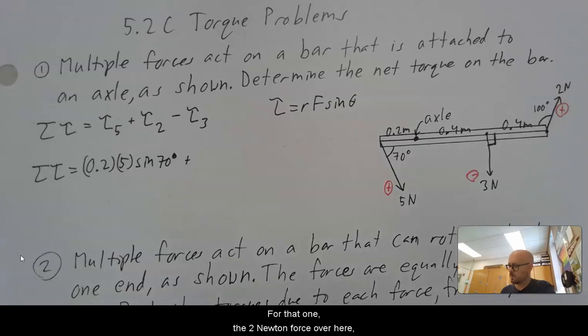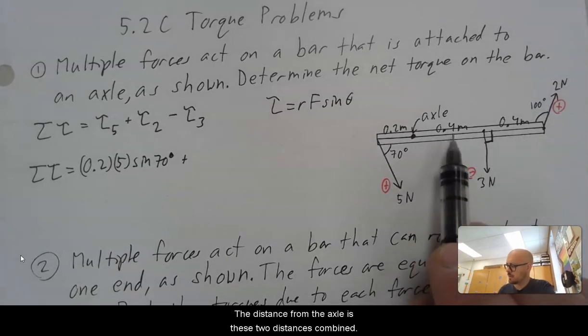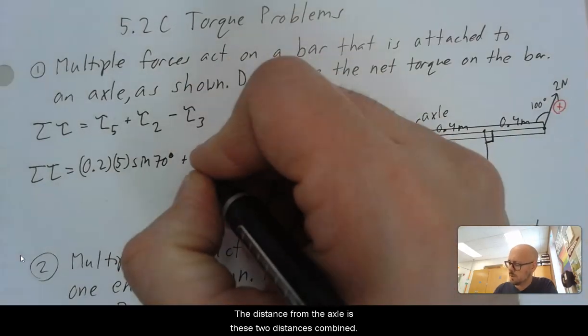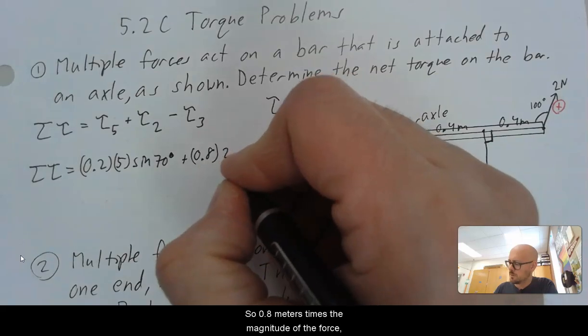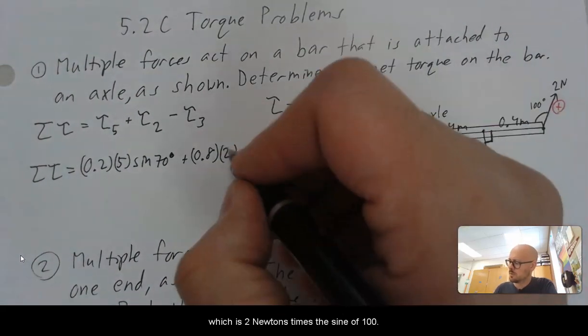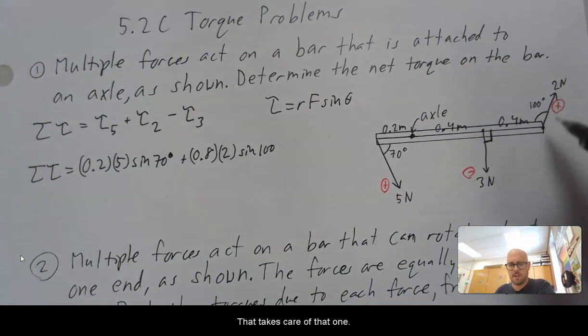The 2 Newton force over here, this one's a little bit more complicated. The distance from the axle is these two distances combined, so 0.8 meters, times the magnitude of the force, which is 2 newtons, times the sine of 100. So that takes care of that one.